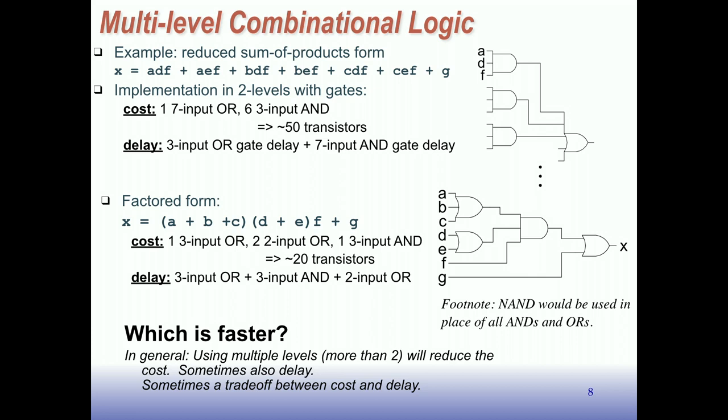Using multiple levels will reduce the cost almost always. Sometimes it even reduces the delay because it simplifies things enough. Right? Sometimes there's a trade-off between cost and delay. So we do it mainly to simplify. So if you're mapping this to LUTs, then you'd need fewer LUTs possibly to implement a simplified version than the 2-level version.